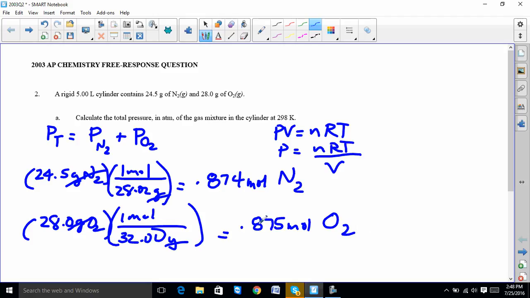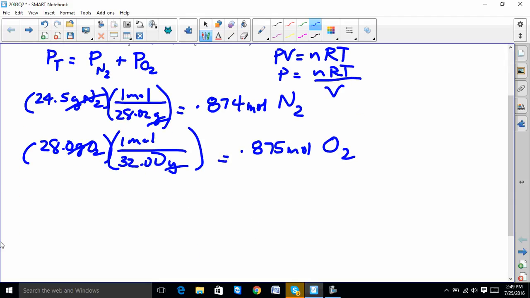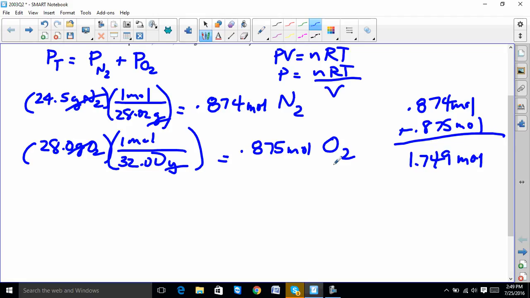The interesting thing is there's a lot of ways to do this, but I think the easiest way is to just add all the moles together, because remember, all gases act the same in terms of the gas laws. So if I add 0.874 moles of one gas and 0.875 moles of another gas, I end up with 1.749 moles. The other way to do this problem is you could get this answer, and then get this answer, and then add them together. It doesn't matter how you do it. So P equals total number of moles of gas divided by V.